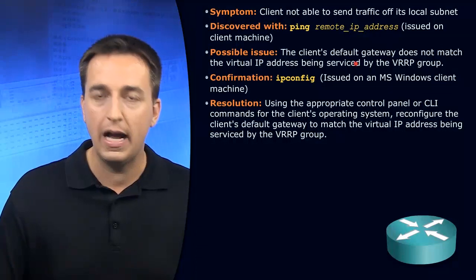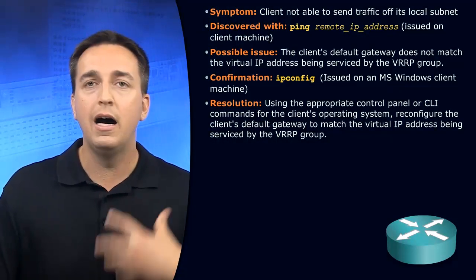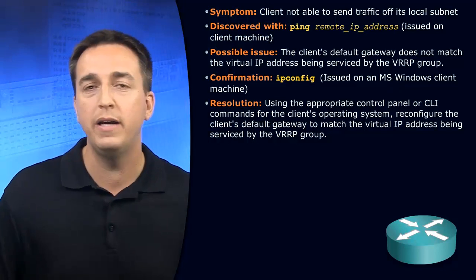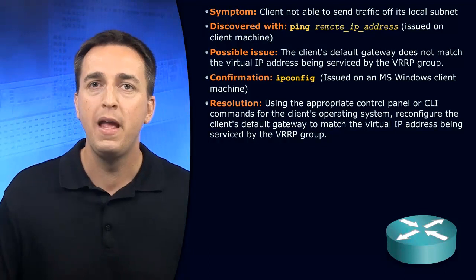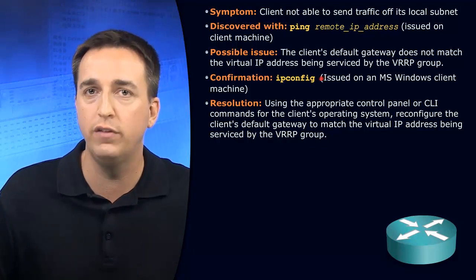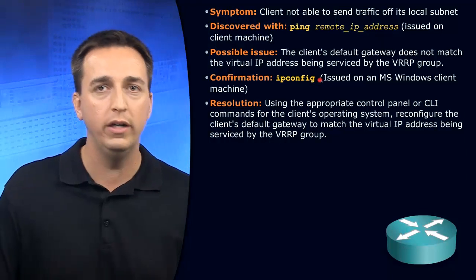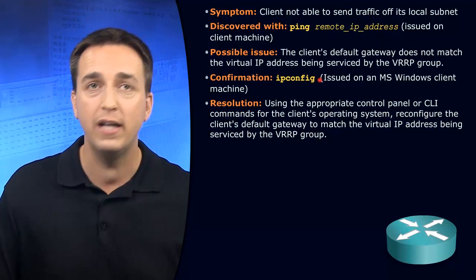So double check the IP addressing, both on the devices, the routers. Is the virtual IP address configured appropriately for the group on all of the routers in that group? And is the client configured with the IP address of the group, not of the real router interfaces? If it's configured with the real router interfaces, we'll have connectivity.